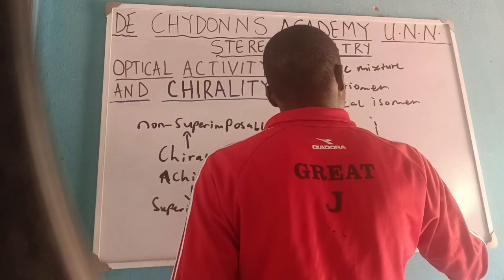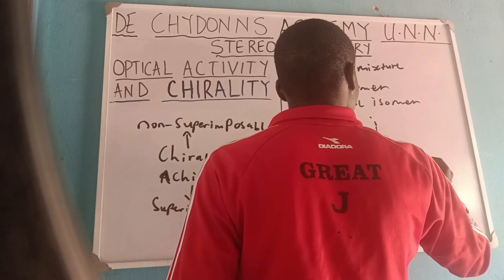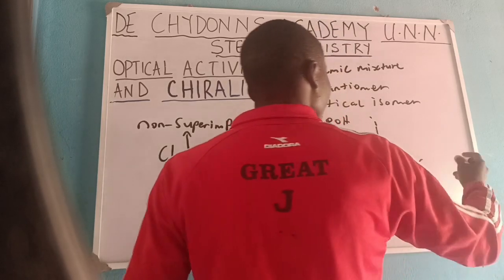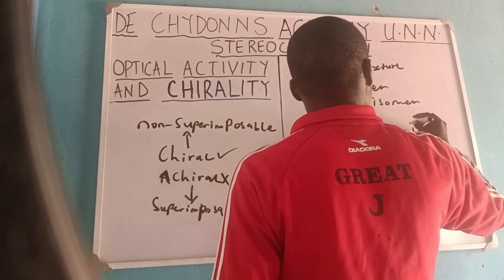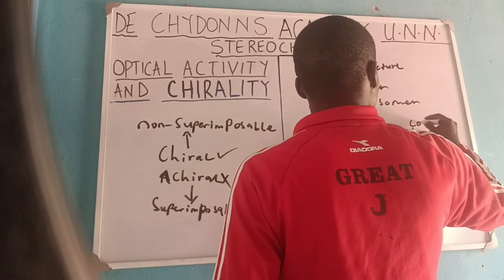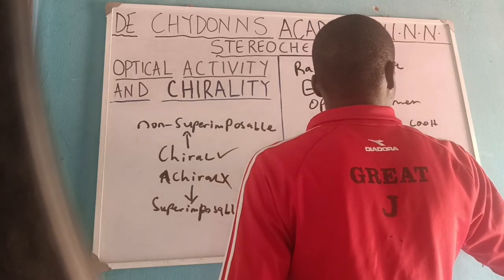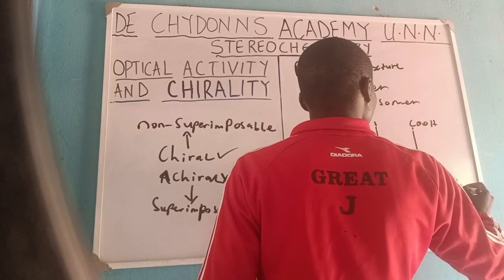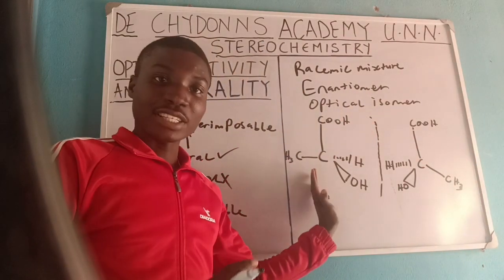So this is going to be our H. Then we're going to have our C. We're going to have OH here, then COOH here, and then CH3 here. So this is the mirror image of this.